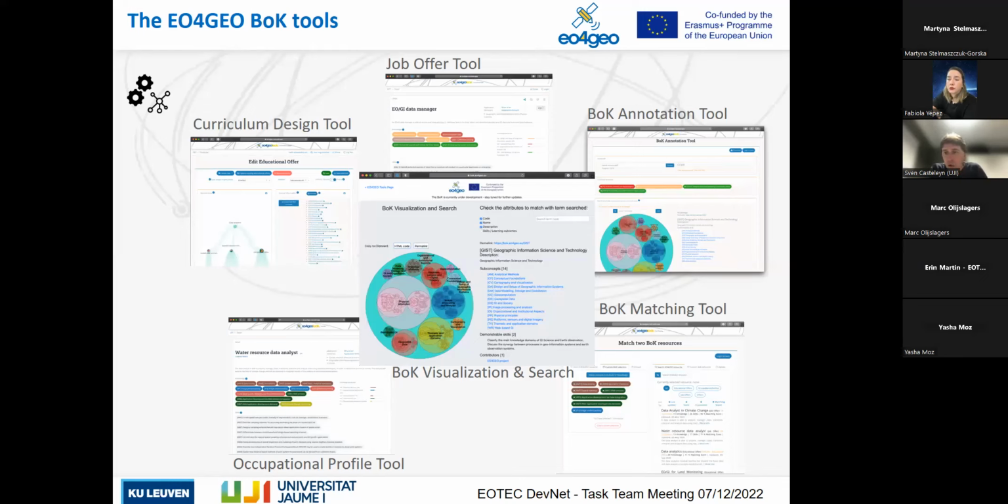Then we have the BoK annotation tool, and this tool allows you to annotate any PDF file with the body of knowledge, so with concepts of the body of knowledge. And finally, we have the BoK matching tool that allows you to compare two different resources created with the tools that I just mentioned. So for example, it could be possible to download your CV as a PDF file, annotated with concepts of the body of knowledge, so indicating the knowledge that you have, and then comparing your curriculum vitae, your CV, with a job offer. And the BoK matching tool will show you which knowledge you have with respect to that job offer, and also which knowledge you are currently missing and that perhaps you need to do some further training.